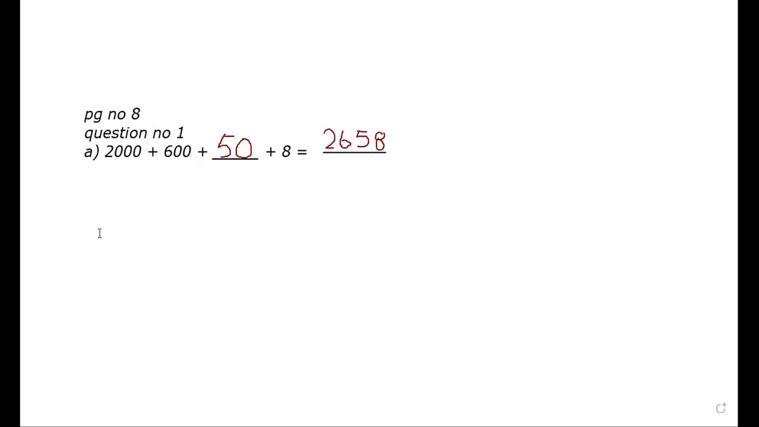Now come on page number 9. Question number 2. In question number 2, I'm going to solve D part for you. In the D part, they give us an abacus. You can see on your notes.